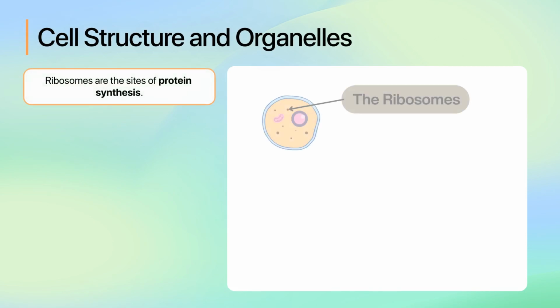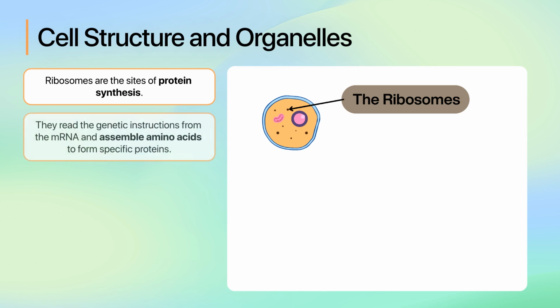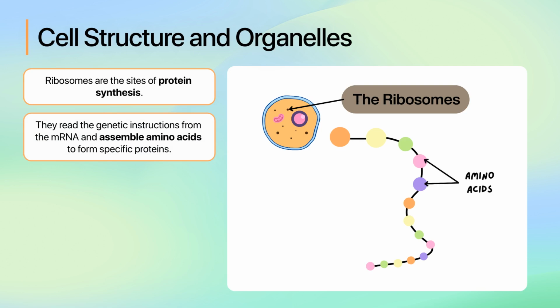Finally, the ribosomes are tiny, round structures, either floating freely in the cytoplasm or attached to the rough endoplasmic reticulum. They are the sites of protein synthesis. Ribosomes read the genetic instructions from the mRNA and assemble amino acids to form specific proteins needed for various cell functions and structures. Grasping these details is crucial for appreciating the complexity of cellular processes and their implications in larger biological systems.